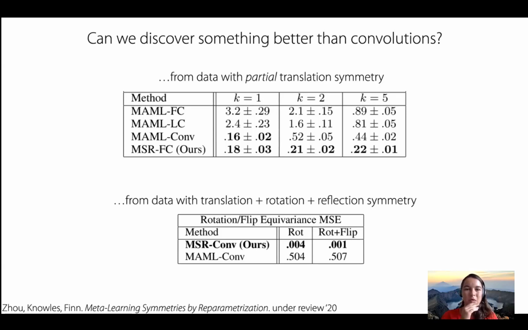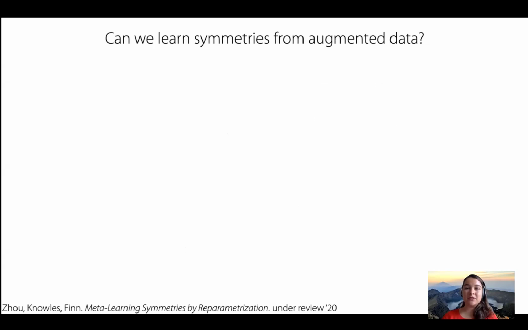Okay, so this is pretty cool. And so far, this was all on synthetic data. The last experiment we wanted to look at is if we can learn symmetries from augmented data. Essentially, if we can learn in a way that bakes the augmentation into the architecture or into the neural network itself. It basically bakes in those symmetries into the architecture.